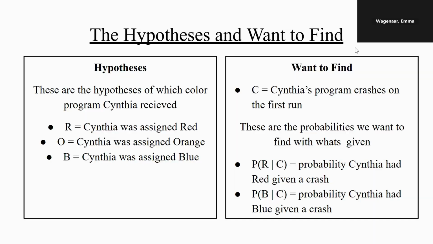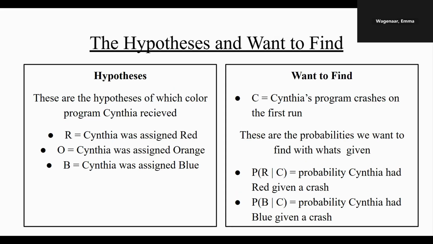Okay, this is Emma Wagner. And so our hypotheses and what we want to find. So our hypotheses are going to be R for if Cynthia was assigned red, O for if Cynthia was assigned orange, and then B for if Cynthia was assigned blue. And what we want to find, we're given that Cynthia's program will crash on the first run, so we're going to assign that to C.